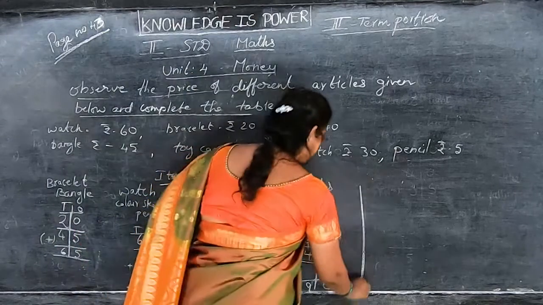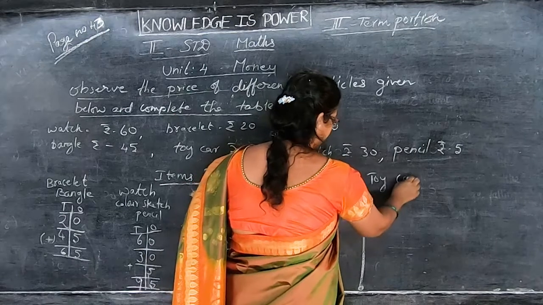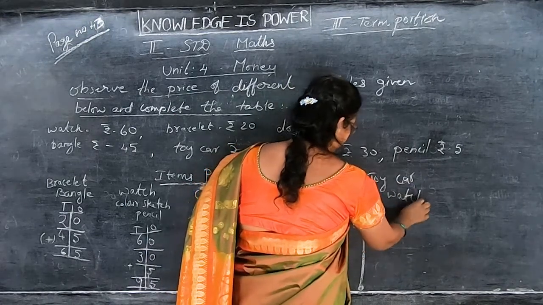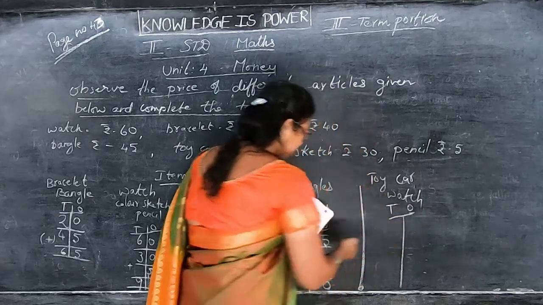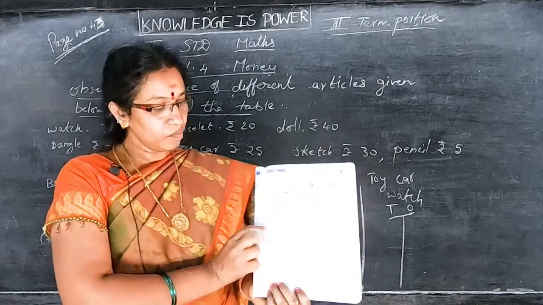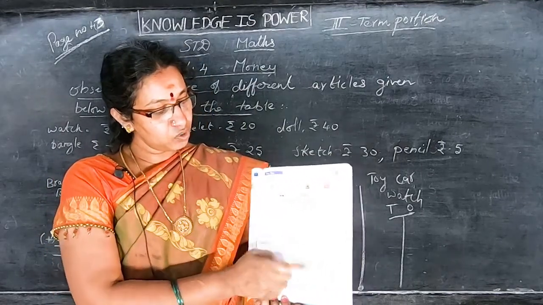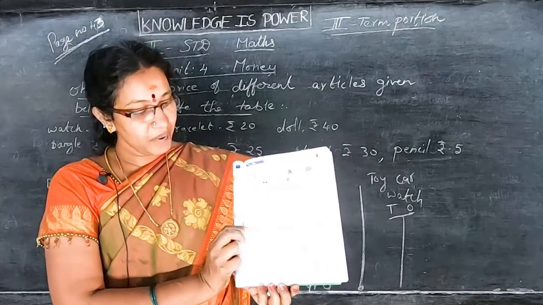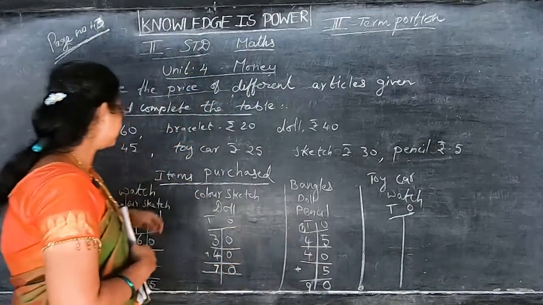Next one is toy car and watch. Toy car and watch, 2 items he purchased. What is the cost of both? They have given the tens and ones column. See here children, you are going to fill the rupees and you are going to add and put the total here. See, they have given. You should write here. Okay. It's in page number 43. Toy car how much price?